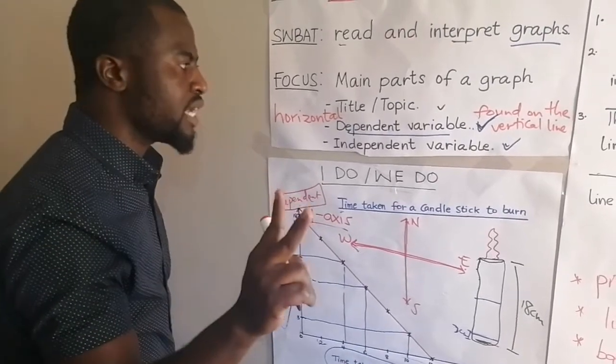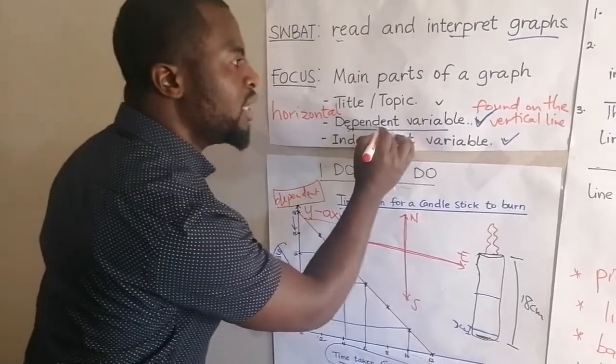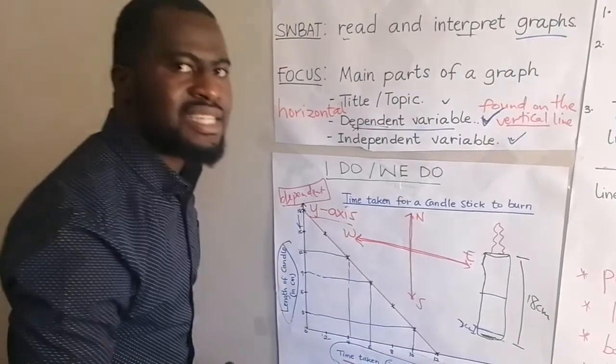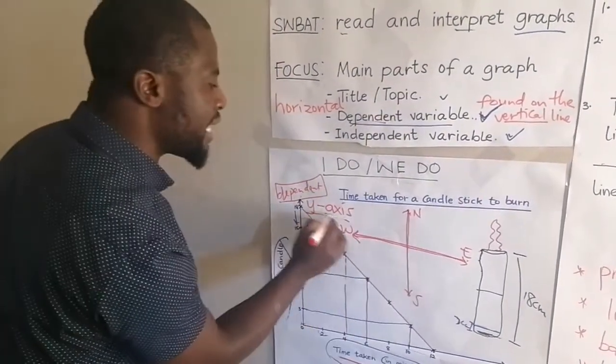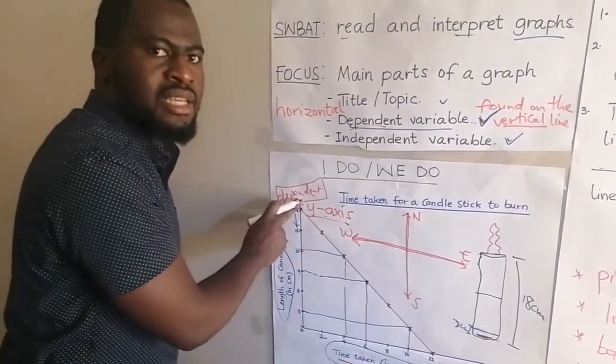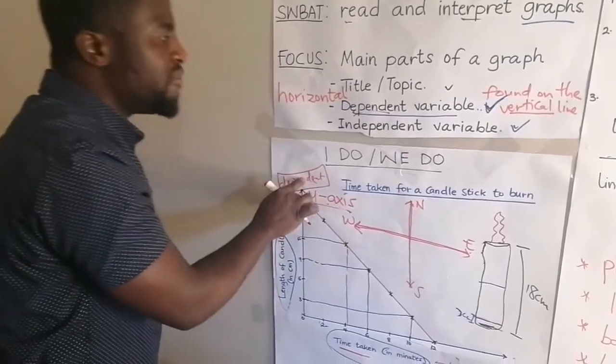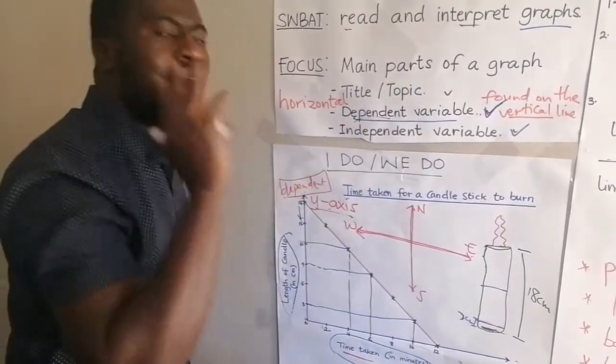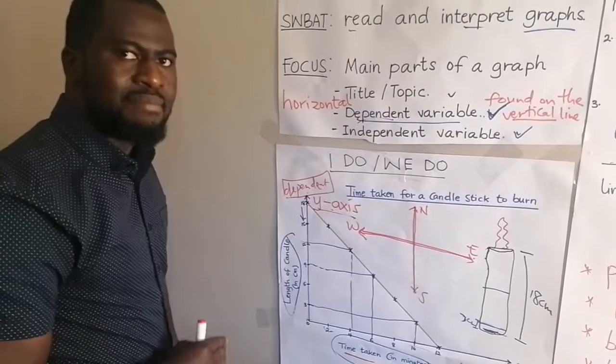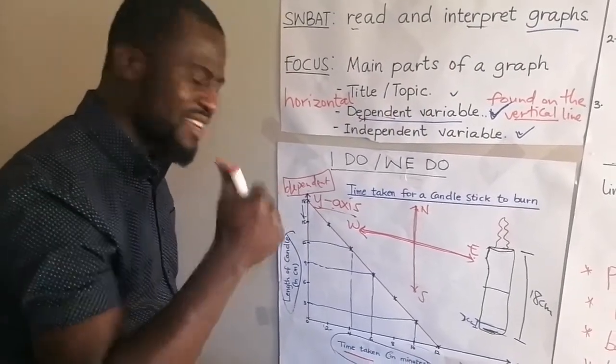So there are three things you should take here. The dependent variable is found on which line? Vertical line. It's found on which axis? The y-axis. So the y-axis, dependent variable, vertical line are all referring to the same line. Get it? Got it? Great.